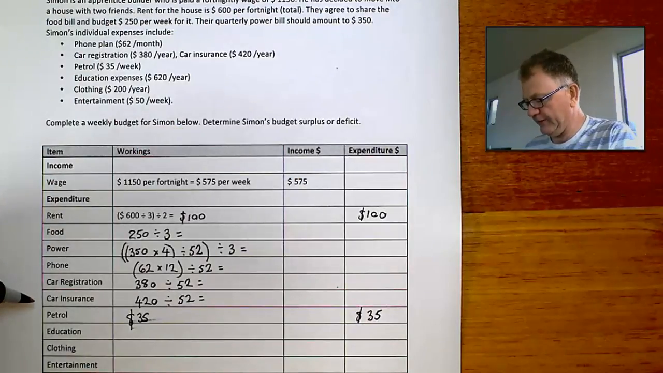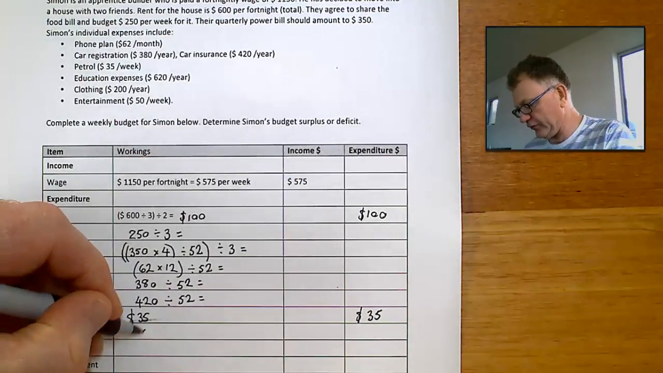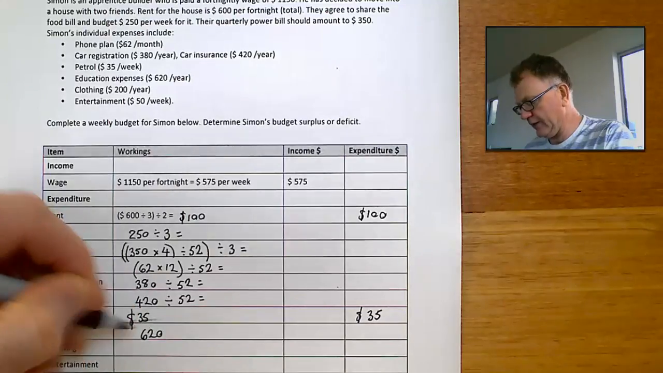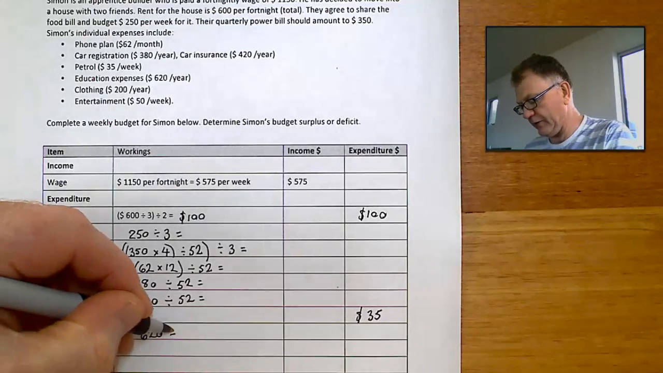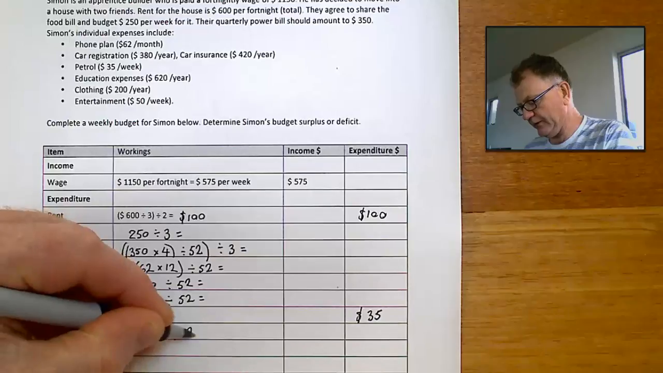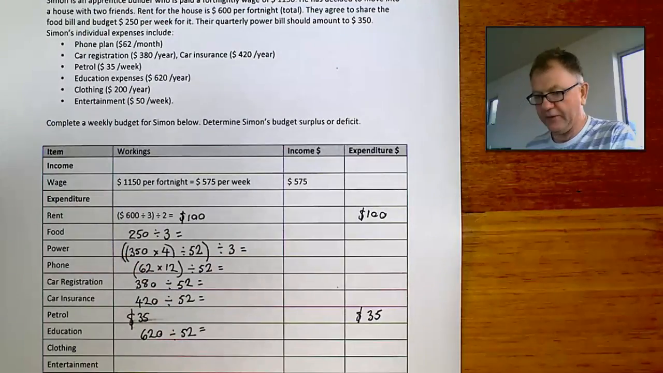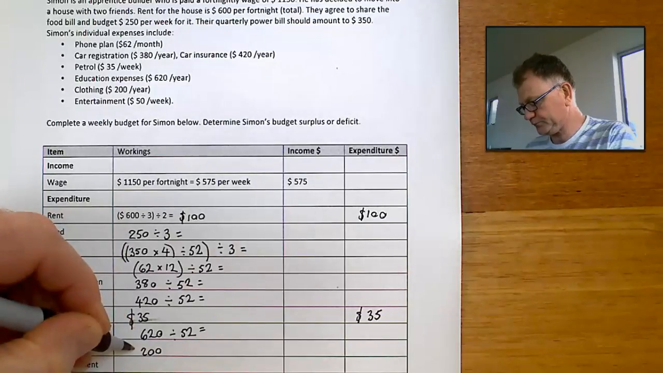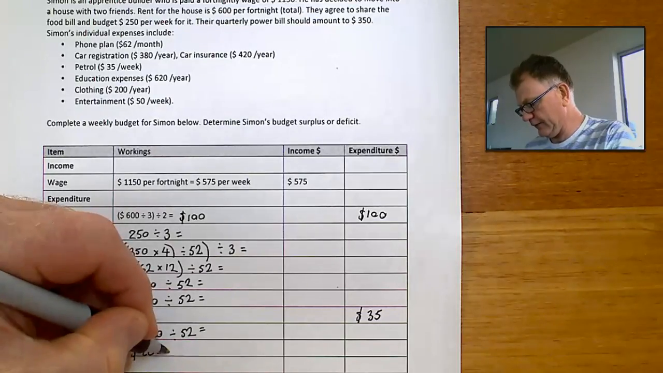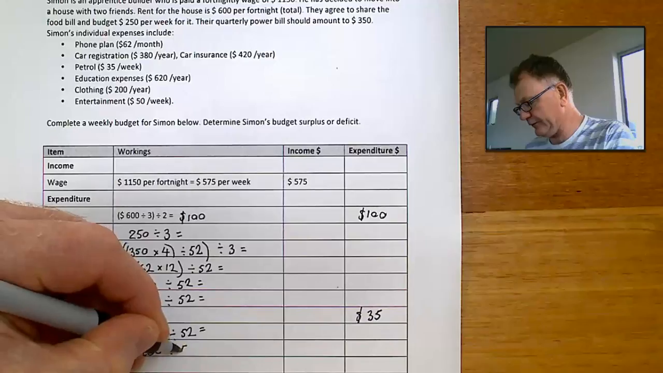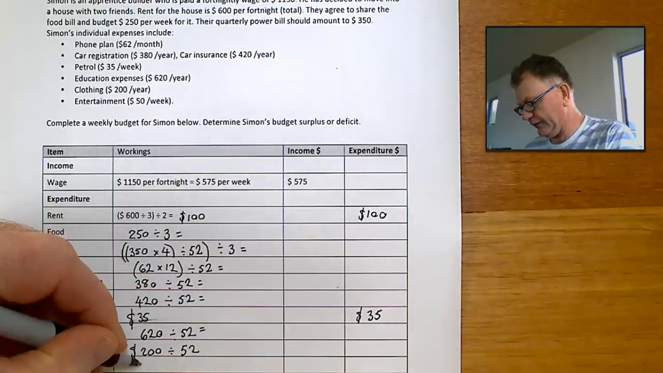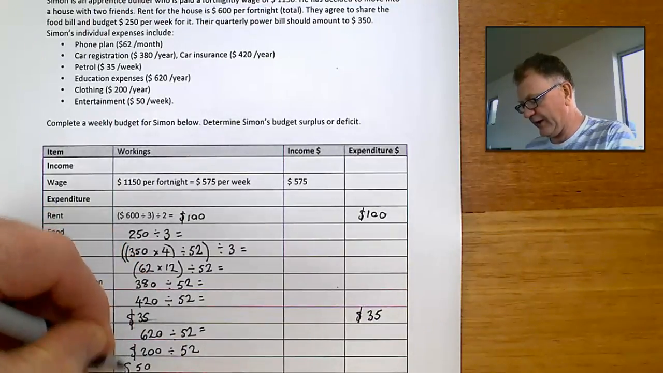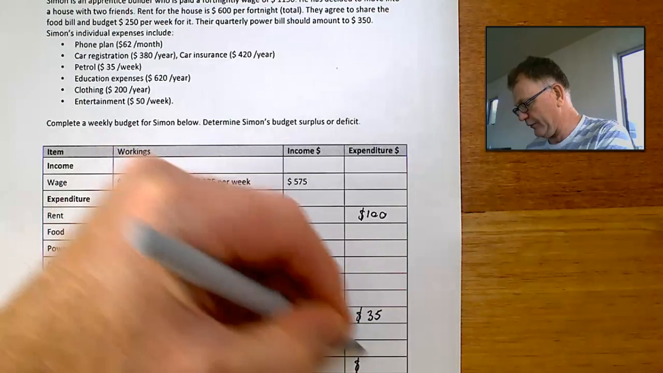Education expenses, $620 for a whole year. Divide by 52 to get a weekly amount. Clothing is $200 a year. Divide by 52. And entertainment is already presented as a weekly amount. I'll put it over here.